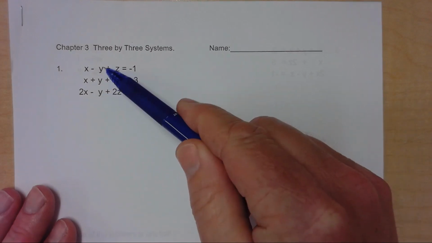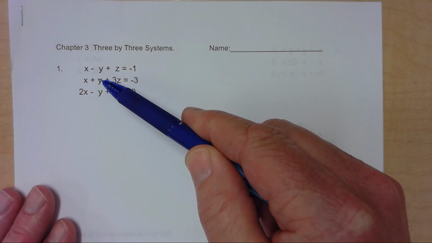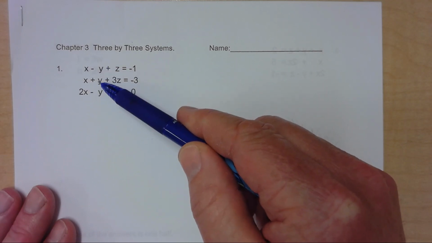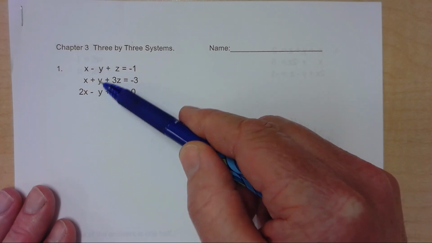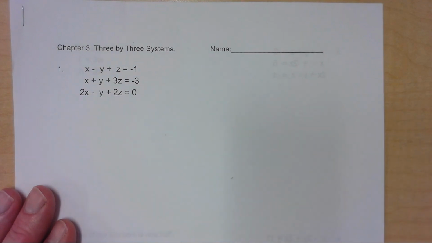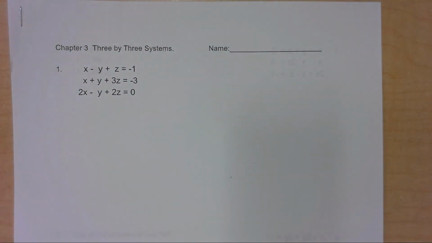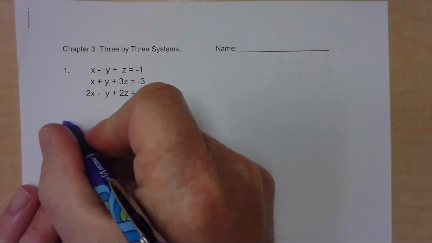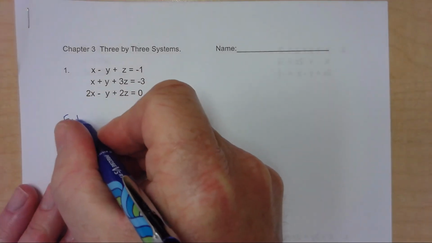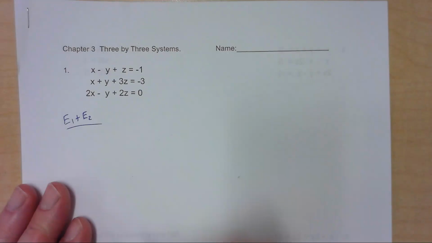I'm attracted to getting rid of y because we have plus y and minus y, and then here we have plus y and minus y. So it'd be easy to get rid of y. So here we go. I'm going to add together equation 1 plus equation 2. So I'm going to do E1 plus E2. That's my notation so that I cannot mess this up too badly.